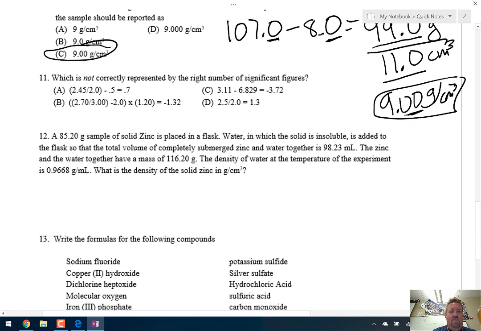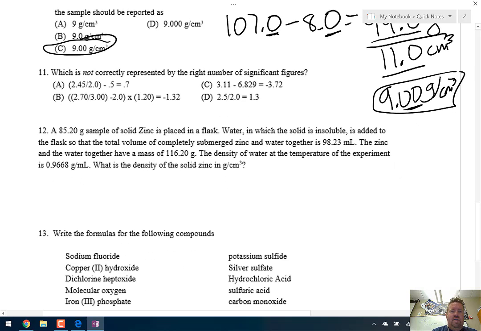Okay, number 11, which is not correctly represented by the right number of significant figures. So these are a little bit tricky, but here we've got parentheses. So let's go 2.45 divided by 2.0 equals 1.225. Now again, we're switching rules, so we're going to use the division rule first. So this has 2 significant figures, so that becomes, instead of 1.225, just 1.2 minus 0.5 equals 0.7. Okay, and that is correct. 1 after the decimal point, 1 after the decimal point. Letter A is correct. Okay, letter B.